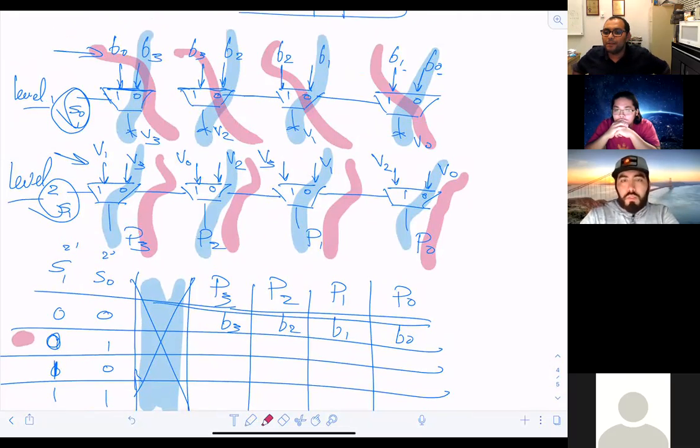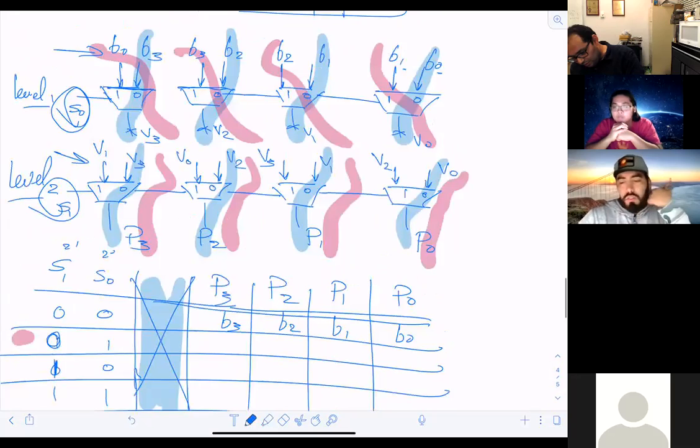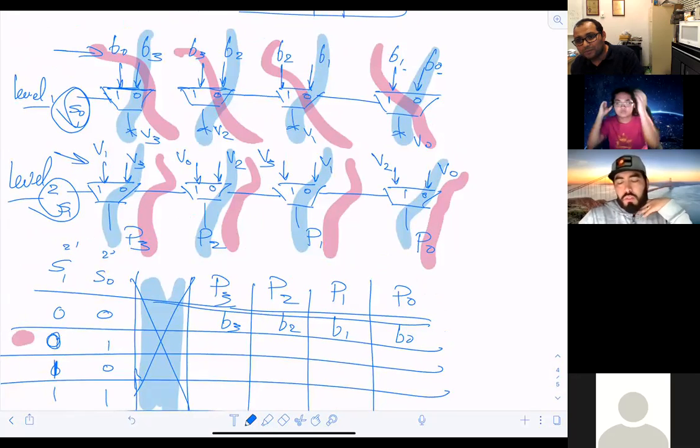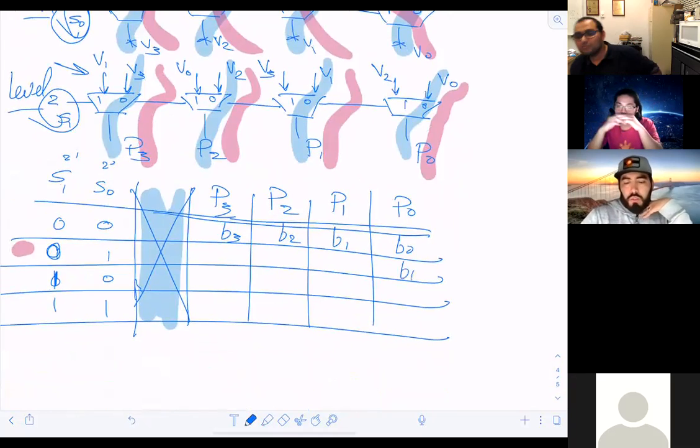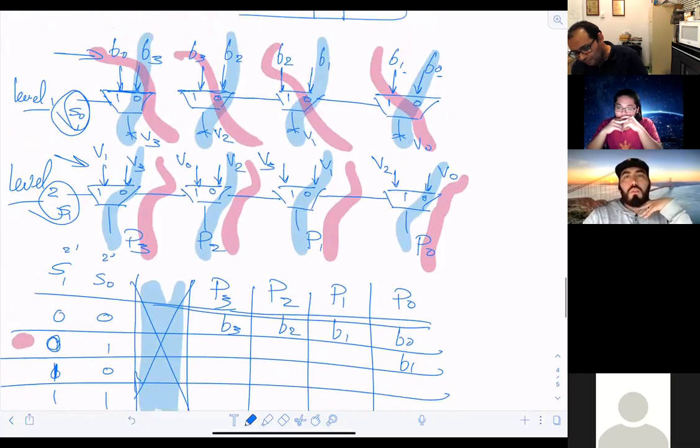Right? So pretty much, V0 is what? B1. So let's put it. V0 is B1, but V0 is P0. So P0 is what? B1. V1 is B2, but P1 is V1. So P1 is what? B2.